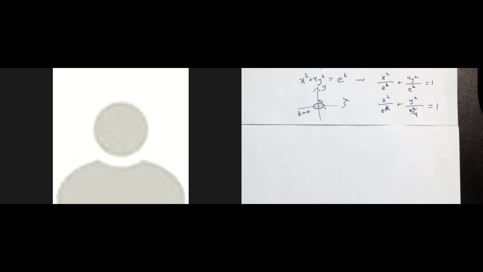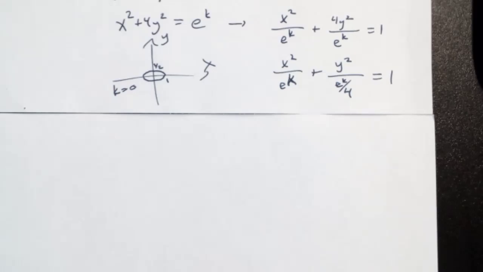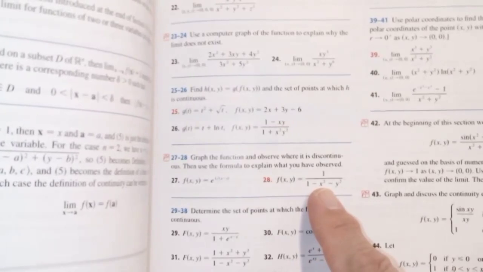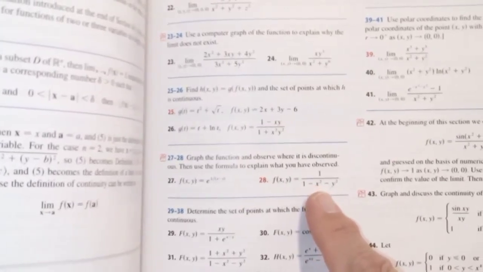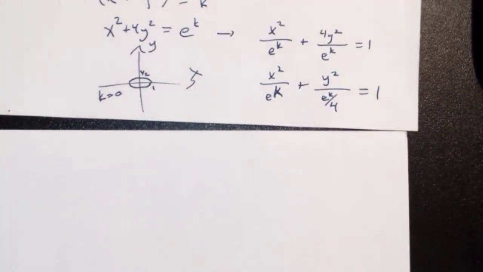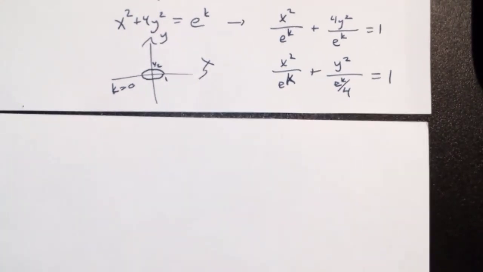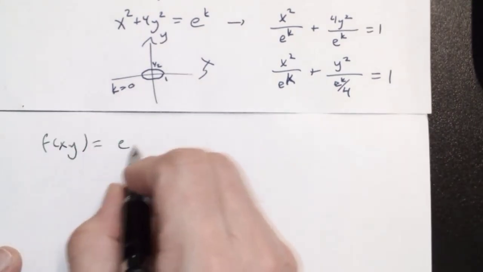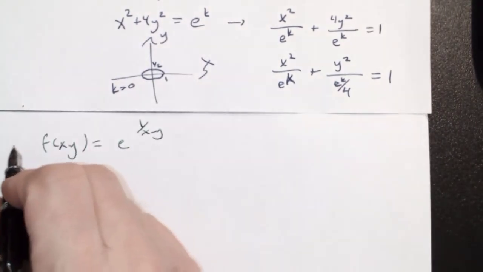14, 228. Okay, there we go, 14, 228. So 28 says graph it and then tell me where you think it's discontinuous based on the picture. So I'm going to do 27 and I'll show you all the way through the graphic. So 27 is f of x, y equals e to the 1 over x minus y.